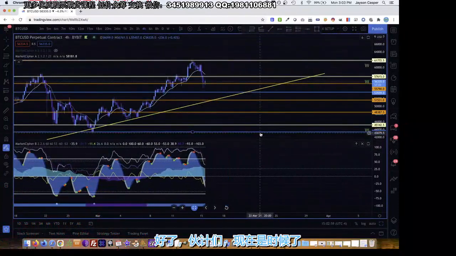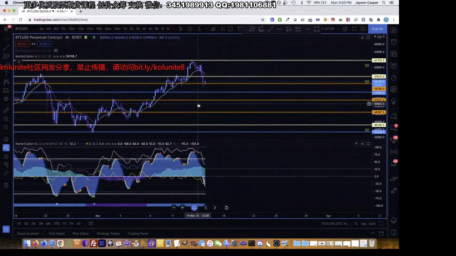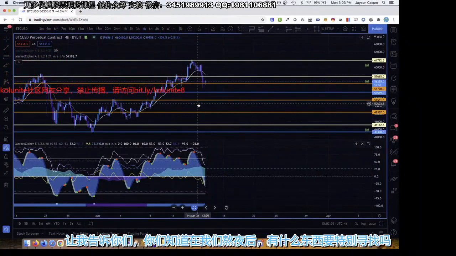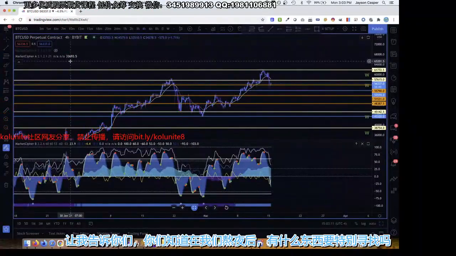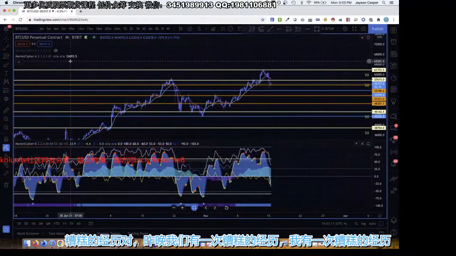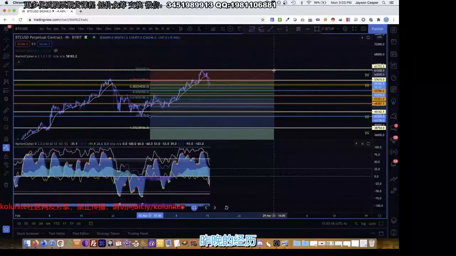All right, guys, so that is it for now. Let me clear off some stuff on this chart. And let me just show you guys what are some things to be looking for, especially after we had our late night bad experience, right? We had a bad experience last night. I had a bad experience last night.